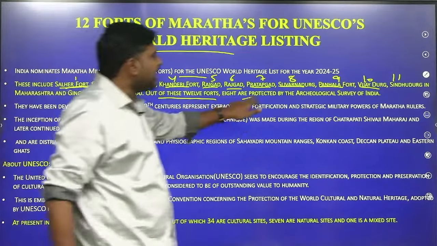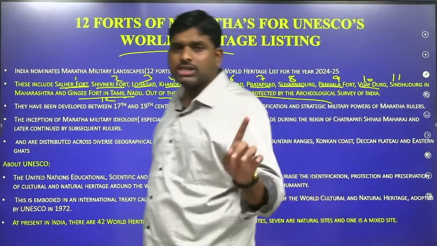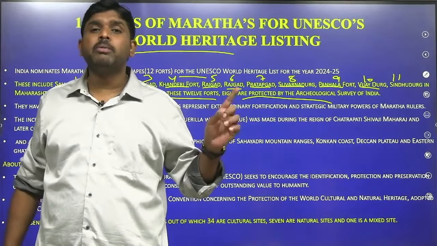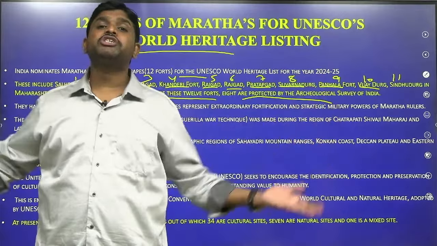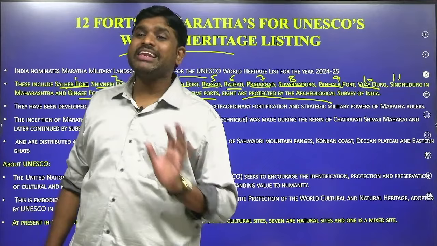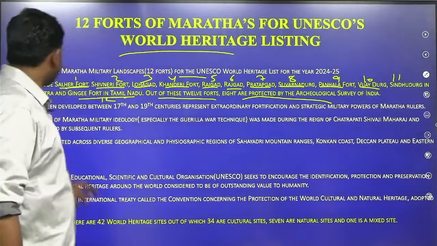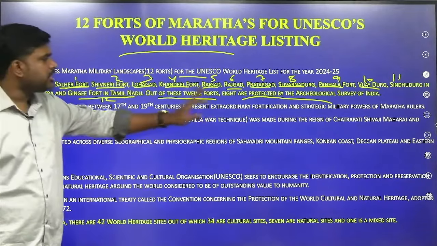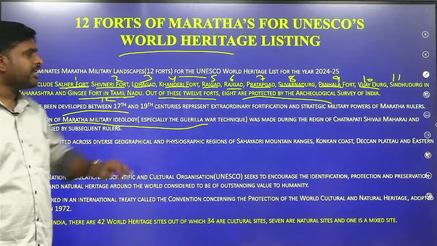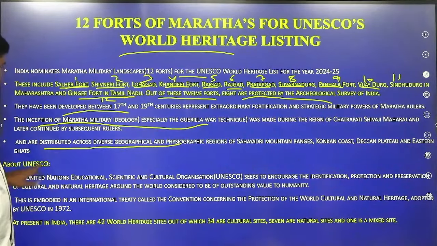Out of these 12 forts, 8 are already protected by the Archaeological Survey of India. Now, if it becomes a World Heritage Site, UNESCO will help protect it, more funds will come, and protection will be more serious. How many forts were recommended, not finalized, to UNESCO's World Heritage Site? They were developed between the 17th and 19th century, with extraordinary strategic military power, Maratha military ideology, especially guerrilla warfare during the reign of Chhatrapati Shivaji, distributed across diverse geography such as the Konkan Coast.